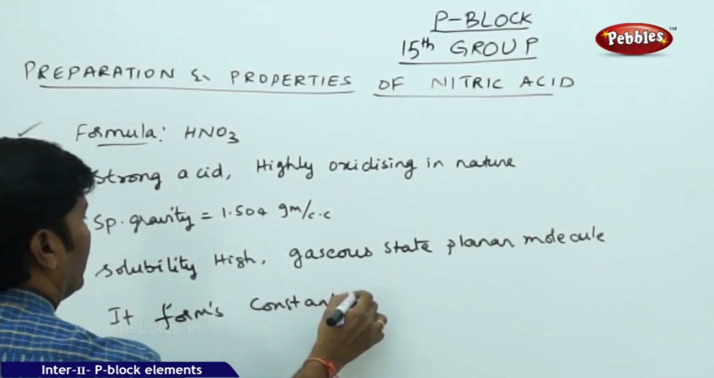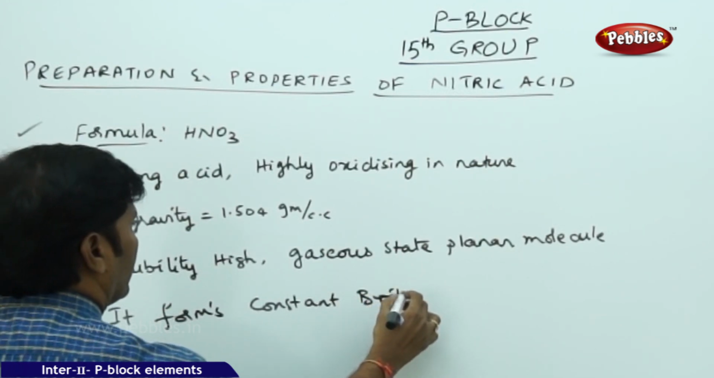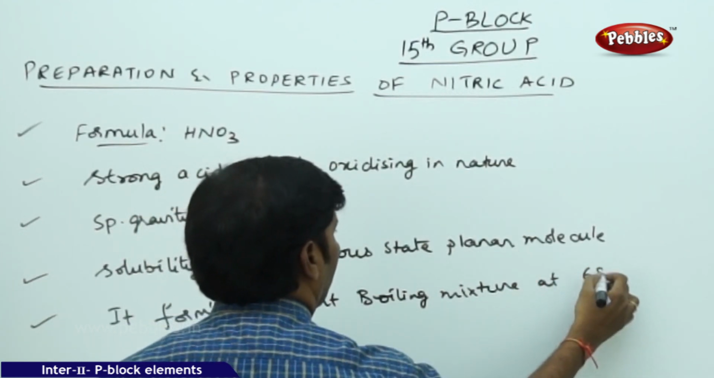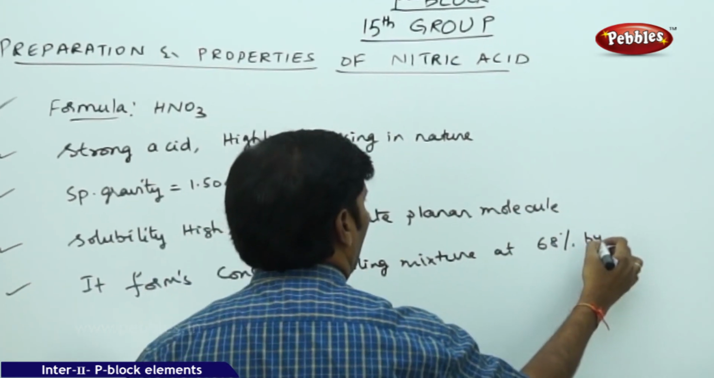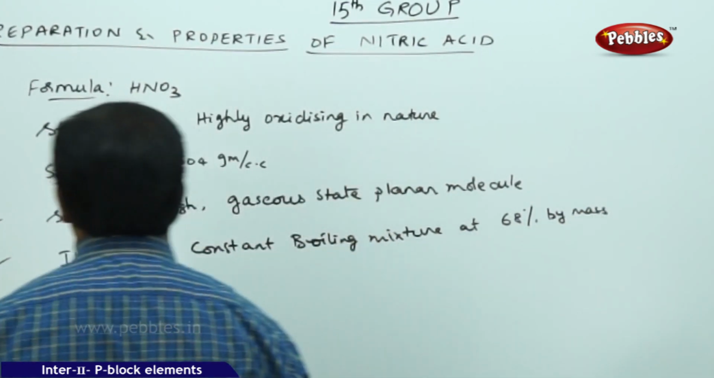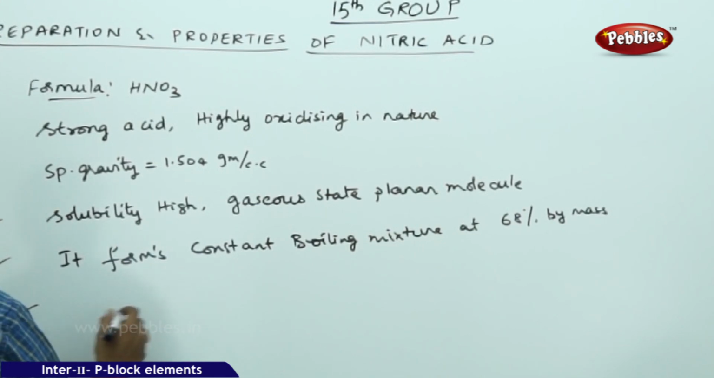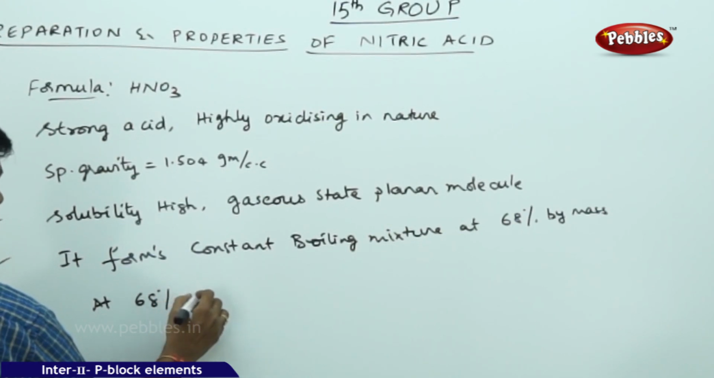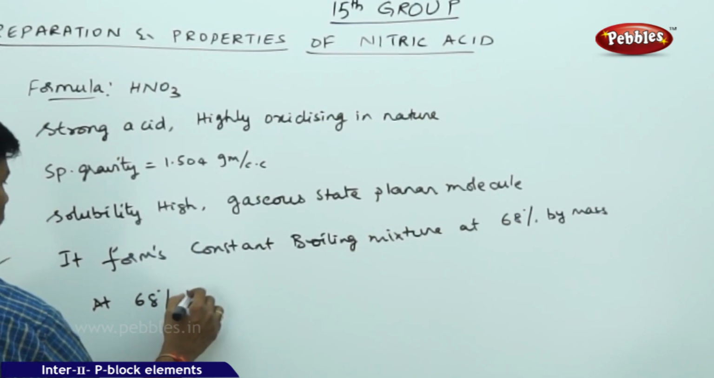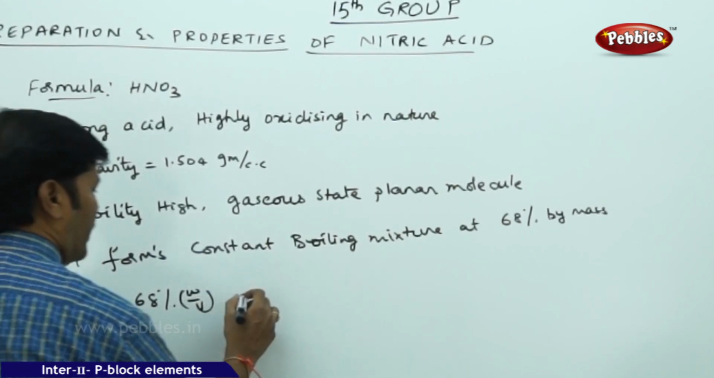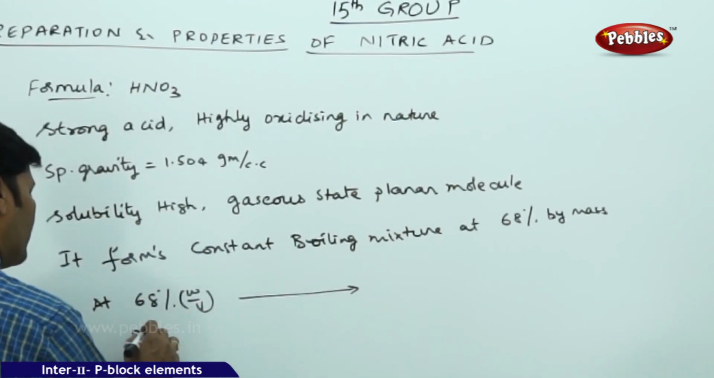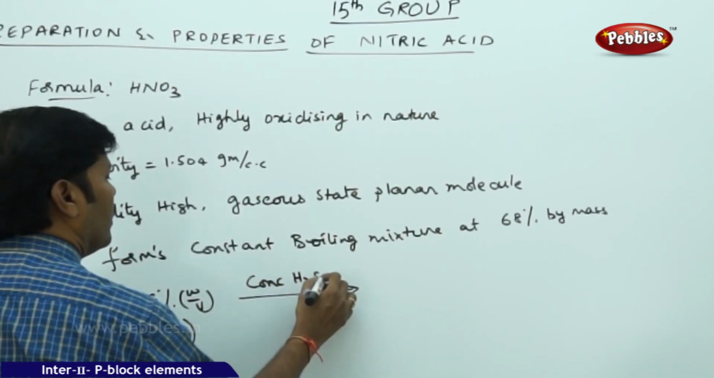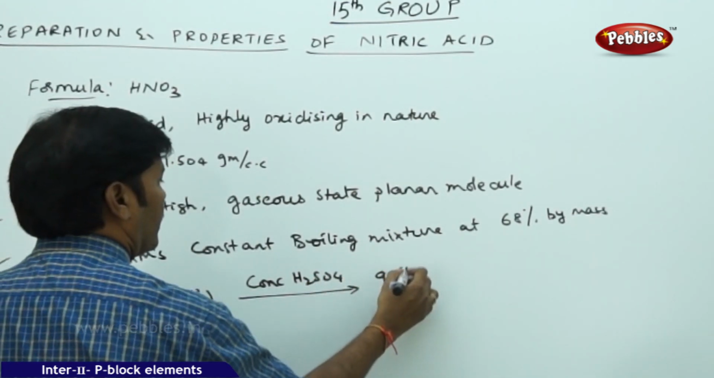It forms a constant boiling mixture at 68% by mass, and it can be concentrated at 68% purity, weight per volume. Its purity can be increased. If it is 68%, the purity can be increased by adding concentrated H2SO4, up to 98%.